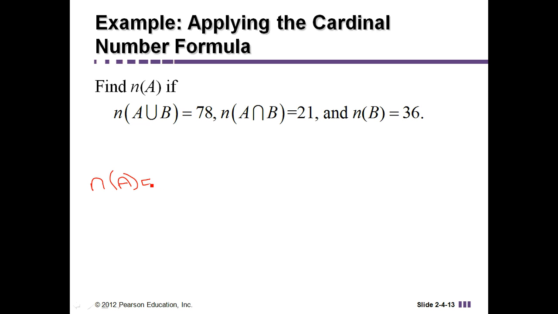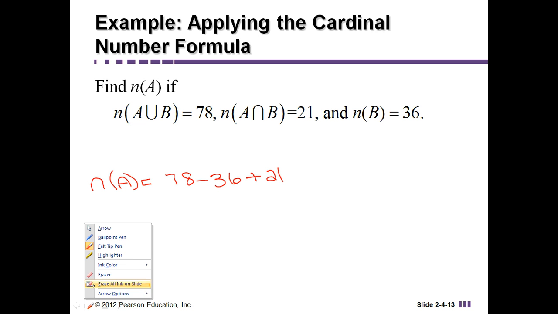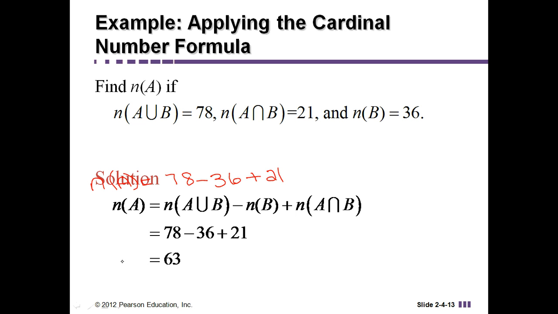is going to equal the cardinal number of the union, which is 78, minus the cardinal number of B, which is 36, plus the cardinal number of the intersection, which is 21. And what we end up with is that the cardinal number of A is 63 people.